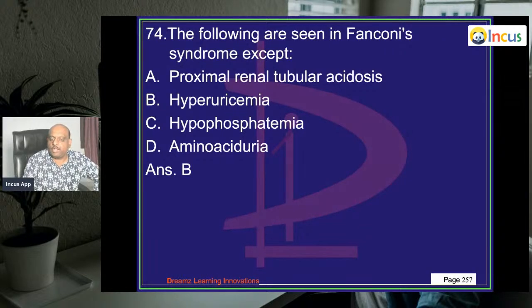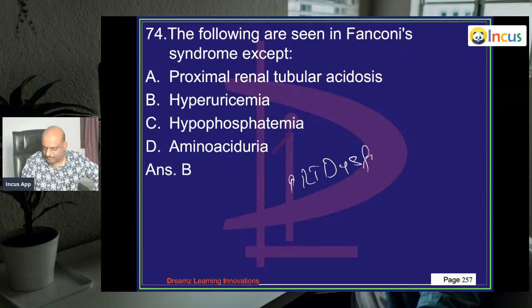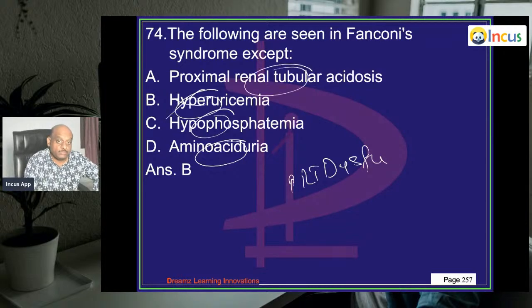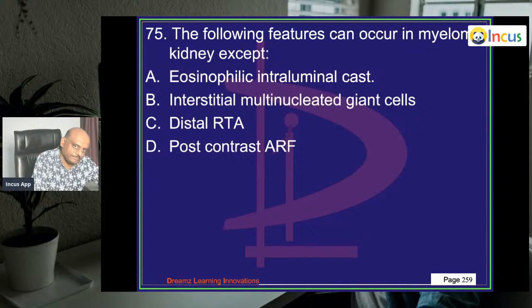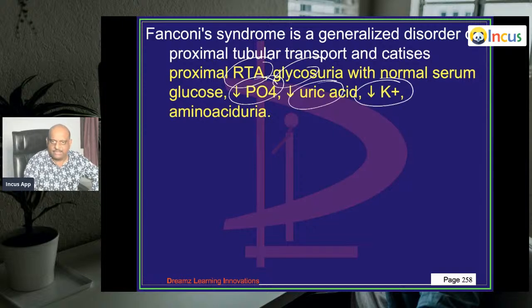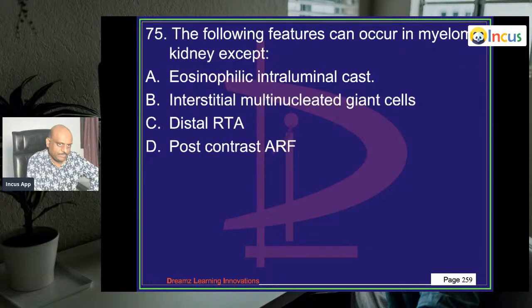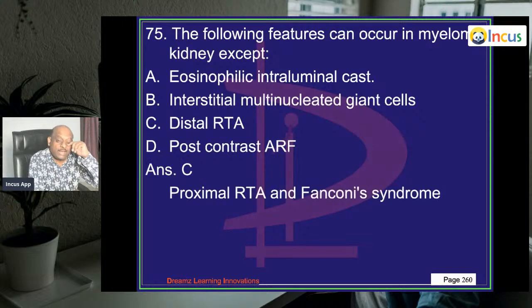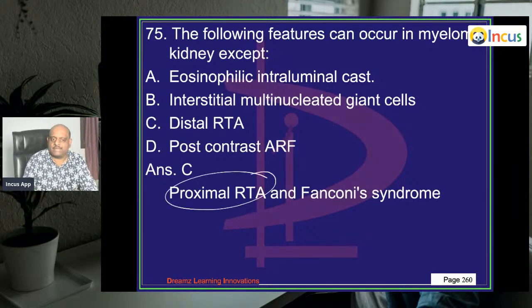In Fanconi syndrome, proximal renal tubular dysfunction will be there. So that leads to aminoaciduria, hypophosphatemia; hyperuricemia is wrong. Proximal renal tubular acidosis will be there. So proximal RTA, glycosuria, decreased phosphate, decreased uric acid, decreased potassium. Myeloma kidney typically leads to proximal RTA, multiple myeloma, not distal RTA.